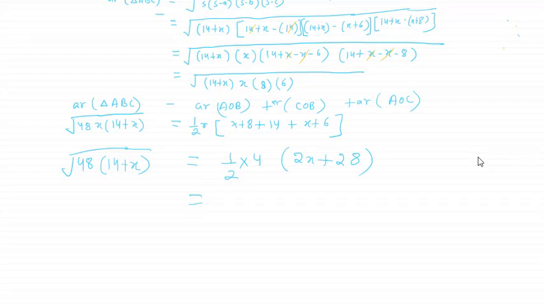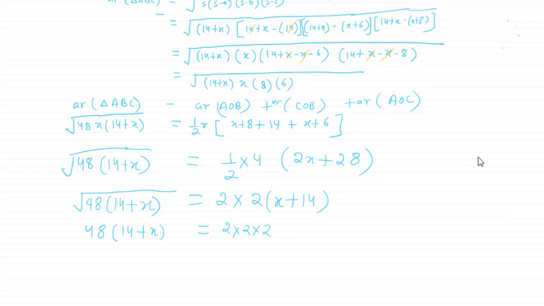Now just try to simplify it. From this bracket you can take 2 common, so I'll get 2 times x plus 14 here. And the right side also can be simplified, but I just leave it like this. So here we have root of 48 into 14 plus x. Now as you have a root here, we will square both the sides. Squaring both sides will give you 48 into 14 plus x. And on the right, if you square, you will get 2 times 2, and then x plus 14 whole square.